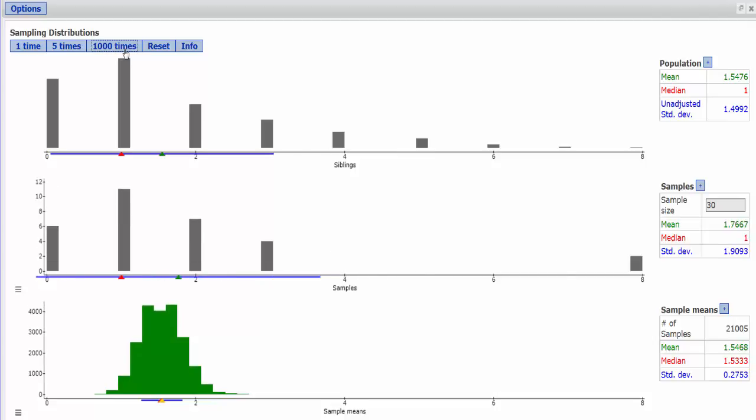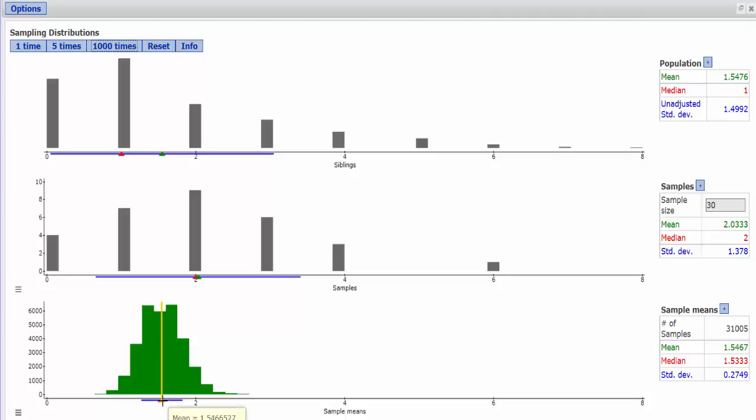So now we can see right off the bat that there's not nearly as much variability in the sample means from samples of size 30 as there is in the population, and as there was when we were looking at samples of size 5. So this tells us that when we take larger samples, we can expect the mean of these samples to typically be closer to the population mean than we can with smaller samples.